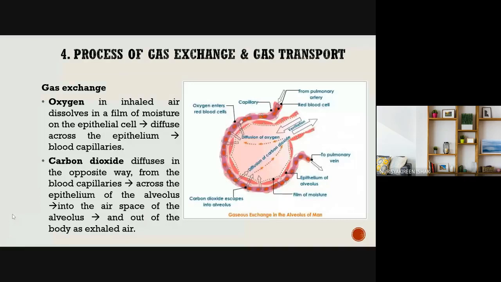Okay, so process of gas exchange and gas transport. Okay, so gas exchange. Oxygen is inhaled.